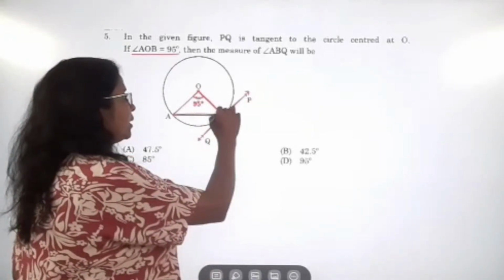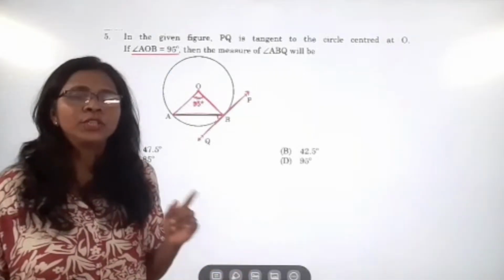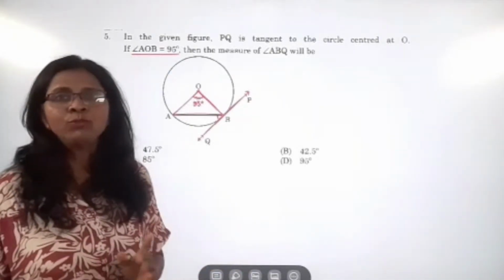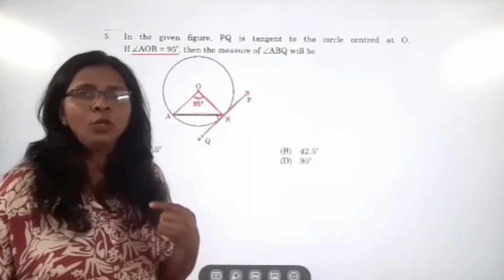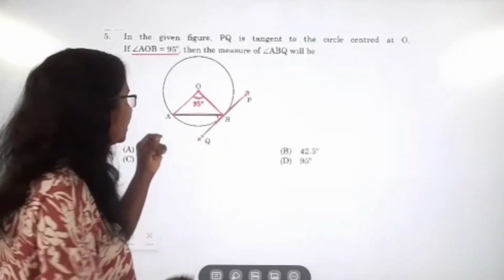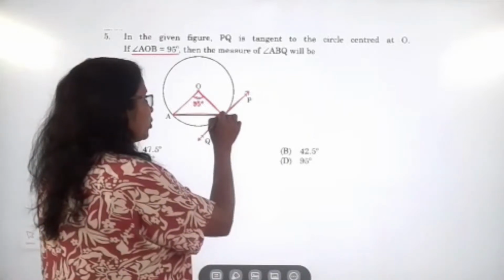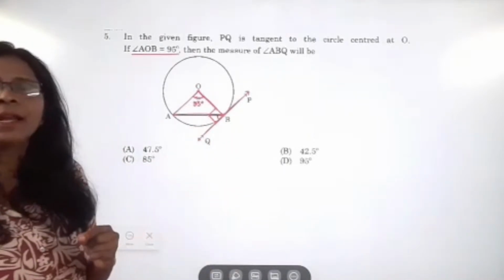Now here students, PQ is a tangent and OB is a radius. That means students, we can use the tangent theorem. When there is a radius and there is a tangent to the circle, then at the point of contact, it makes a right angle.